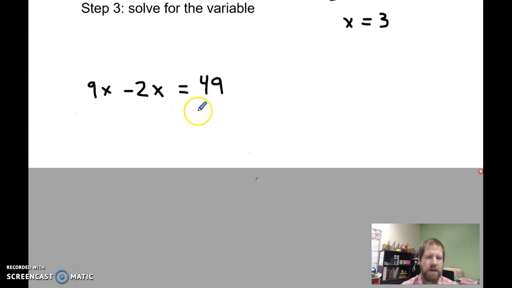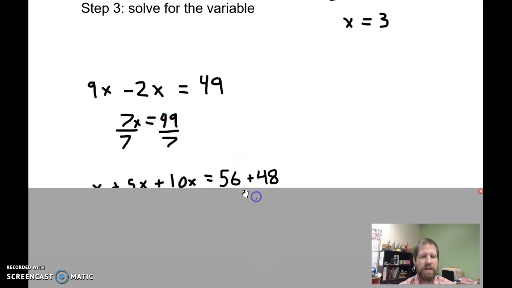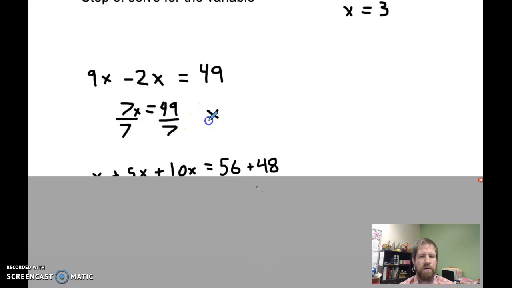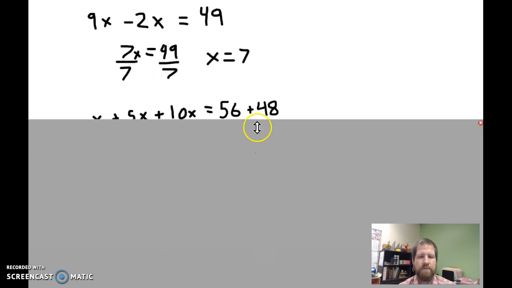So this one, same type of thing. Now one of my terms is negative, so 9x minus 2x, or 7x, is equal to 49. Got my variable isolated. Now I need to solve for 1x. I'm going to divide by 7, and 49 over 7. 7 times 7 is 49.